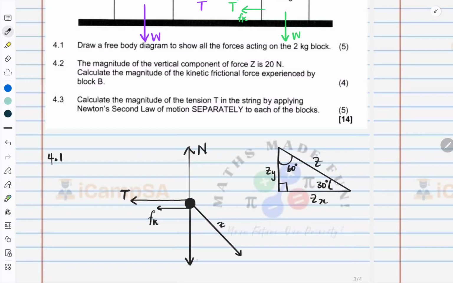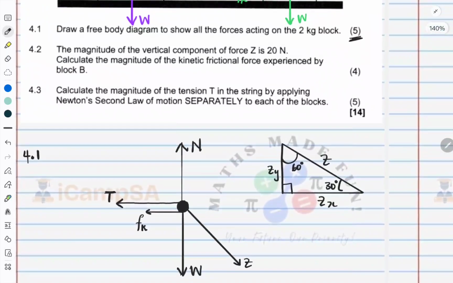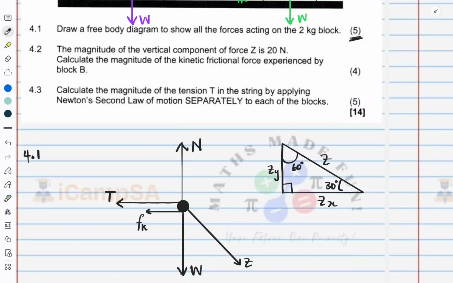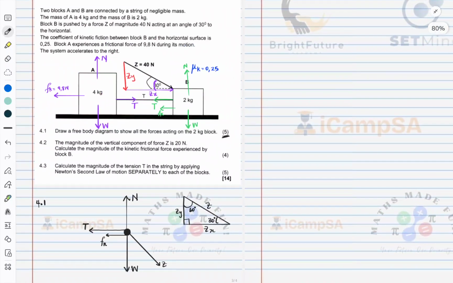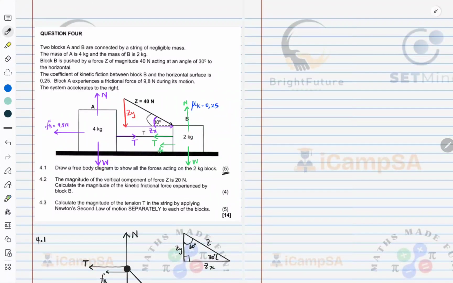So now, my W looks like Z. So now that's our free body diagram, and if you count the forces, you must have the same number of forces as these marks, unless there was an extra instruction. But in this one, it was simply asking for you to just draw a free body diagram with all the forces. So you know that you must have 5 forces there, because this question is worth 5 marks. So that's it. And then we can now go to 4.2.